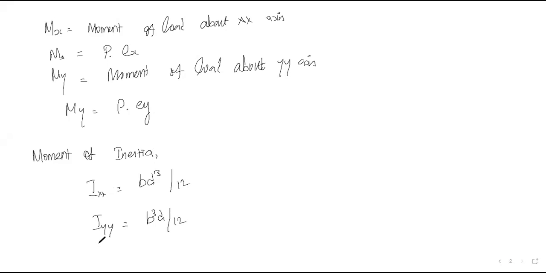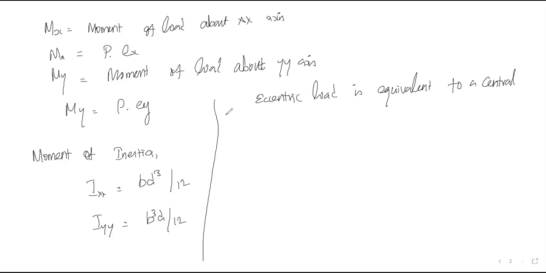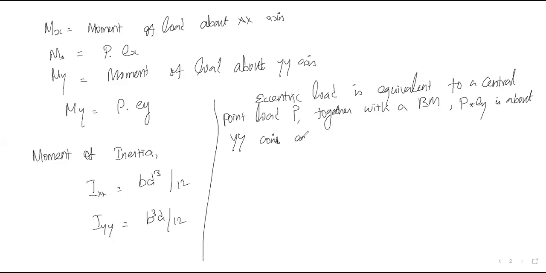Okay. Now the eccentric load is equivalent to a central point load P together with the bending moment P into Ey about y axis and P into Ex about x axis acting.